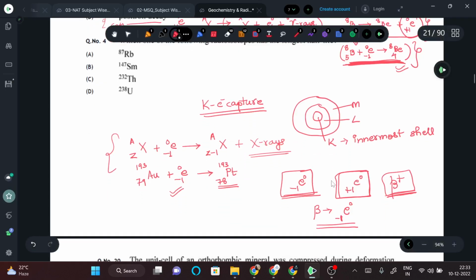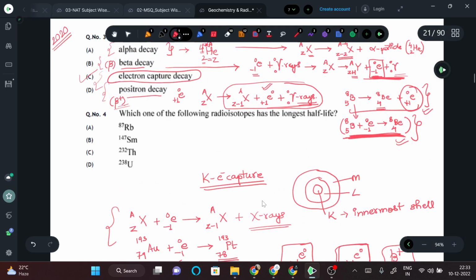The next question we have is this one. Which one of the following radioisotopes has the longest half-life? So which one has the longest half-life? Does anyone know which has the longest half-life? Sir, B. Samarium. Yes. Actually, samarium has the longest half-life.